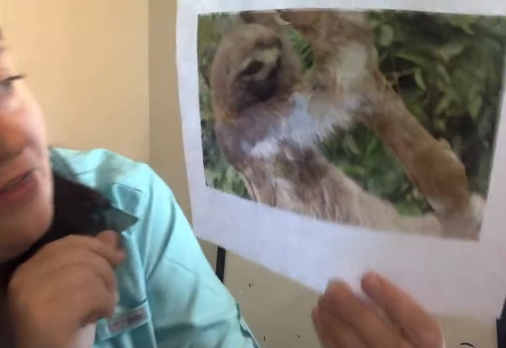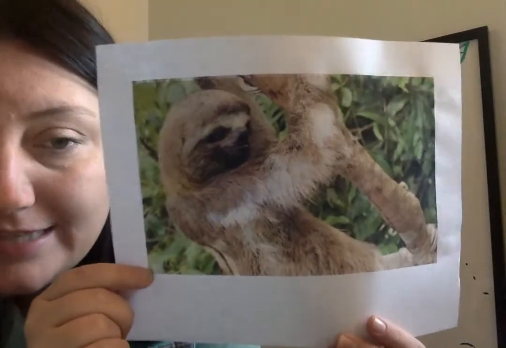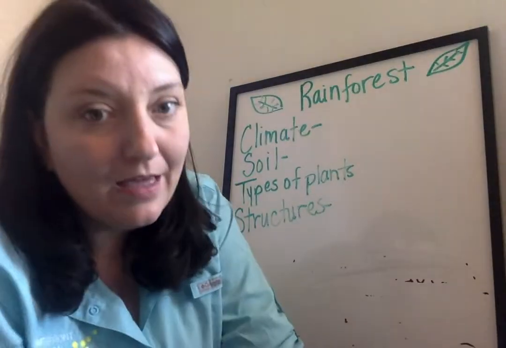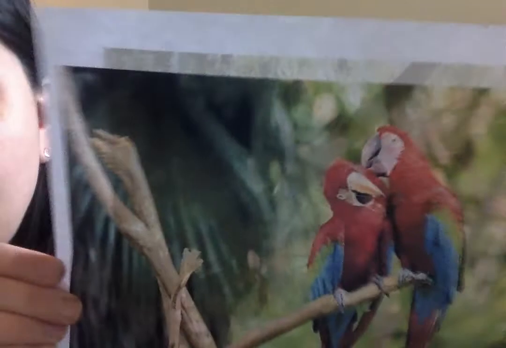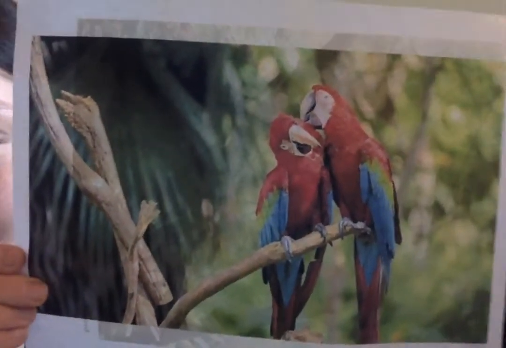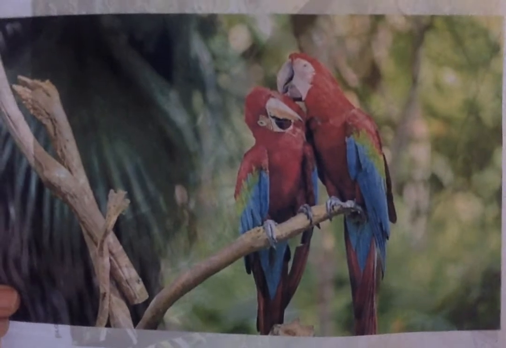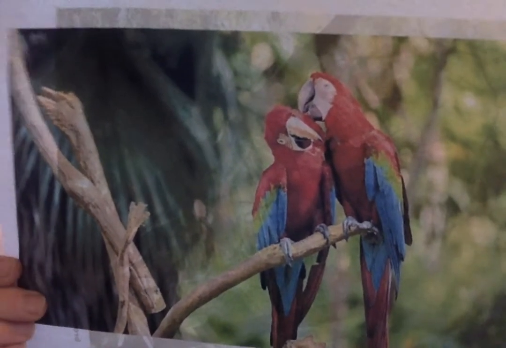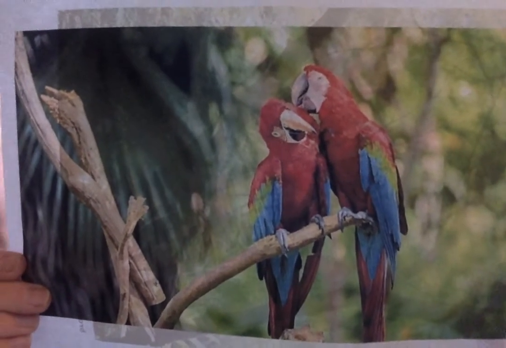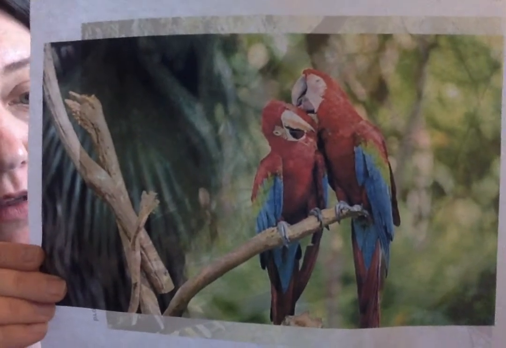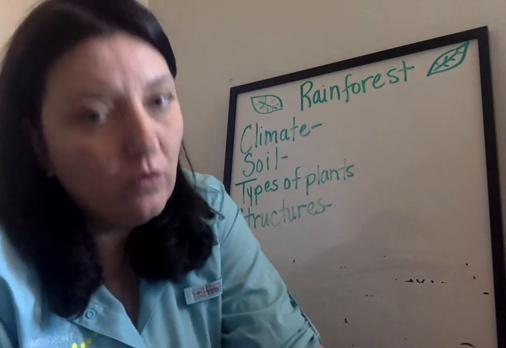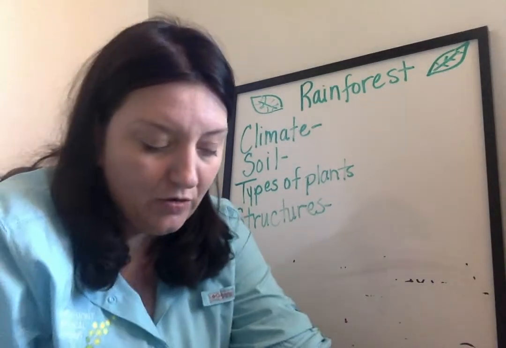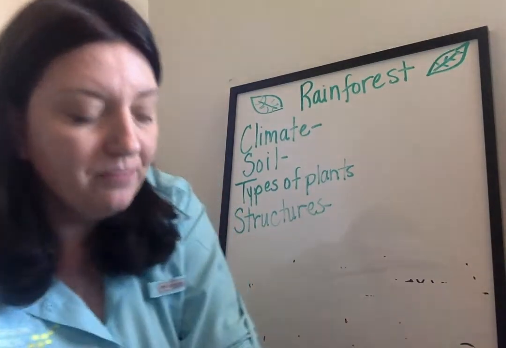This is a sloth. This is a 3-toed sloth. These guys live in the rainforest. And then another one of my favorite animals that live in the rainforest is these guys. Macaws, really big, bright, beautiful parrots that live in the rainforest in South America. So lots of different kinds of animals, but of course we are talking about plants today, so we're going to show you some pictures of plants in just a moment.